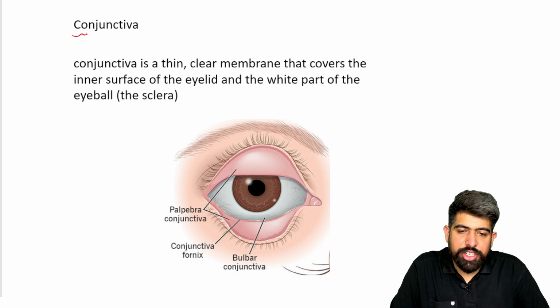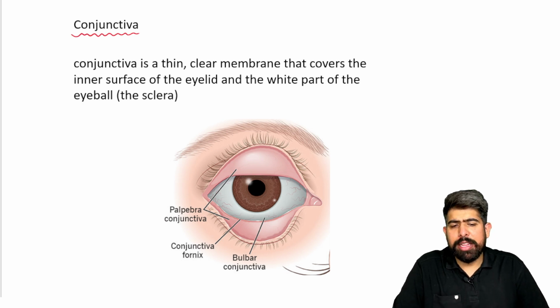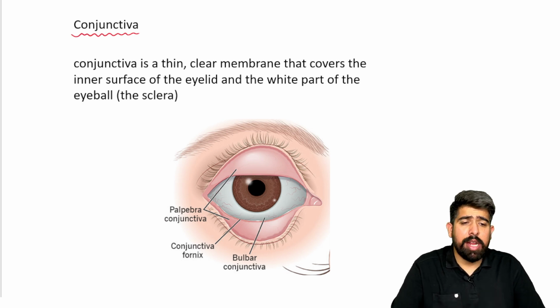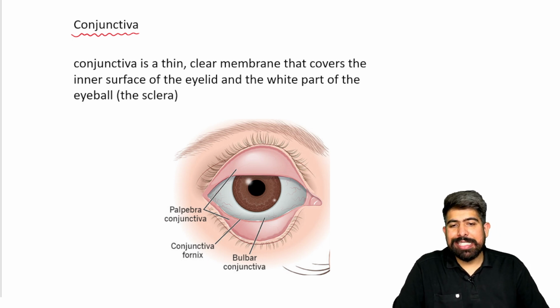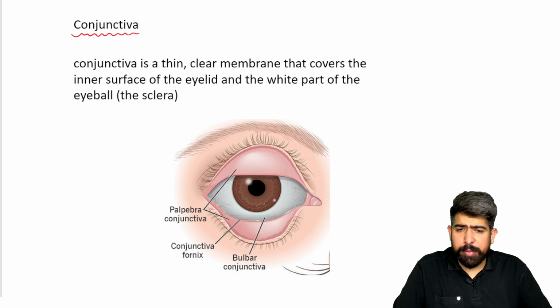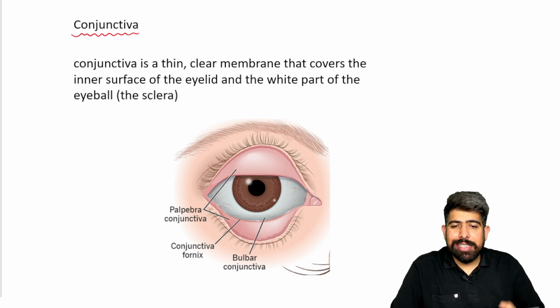We have to talk about the conjunctiva. So what do you mean by conjunctiva, guys? What do you understand by the word conjunctiva? What is the meaning of conjunctiva? The conjunctiva is a thin layer, a clear, transparent membrane that covers the inner surface of the eyelid.